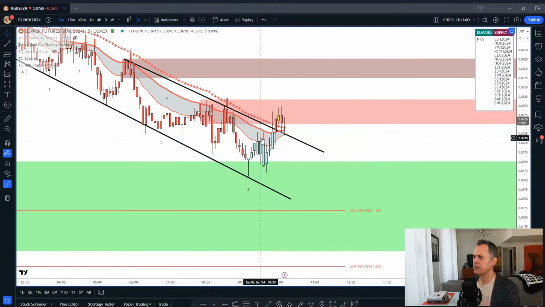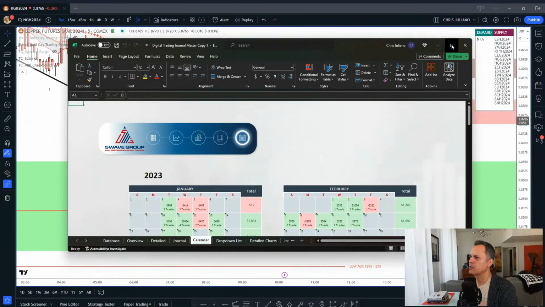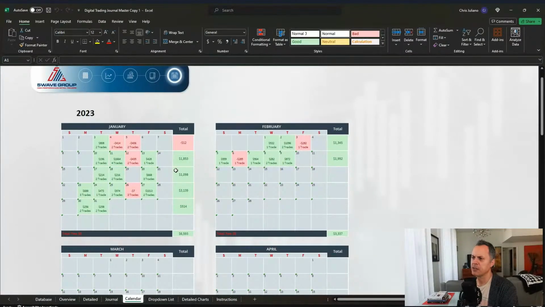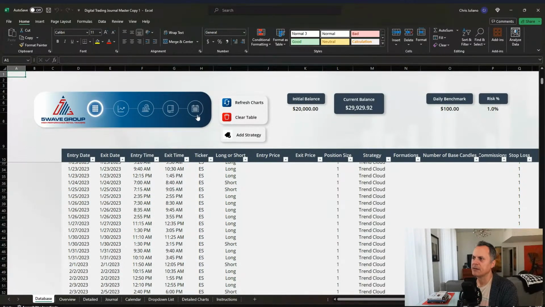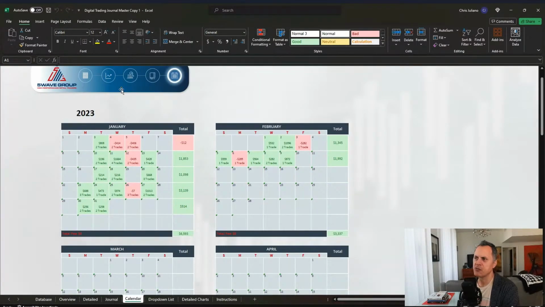Let's see, where did I put it? Here we go. If you get TrendCloud, it will come with a digital trading journal, and you can see here are our TrendCloud signals. This is January 2023. I put a couple of examples on here, and this is the back-tested data over 1 month and 2 weeks. So there's your calendar results. You put all your data here, and you've got a calendar that shows you, and it gives you a whole bunch of other things.